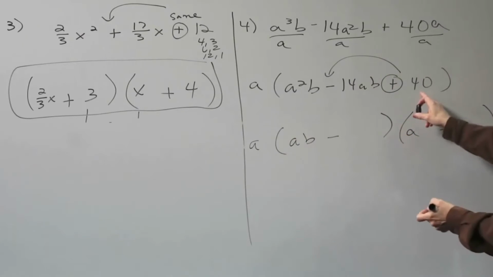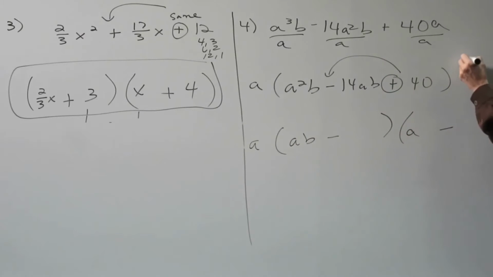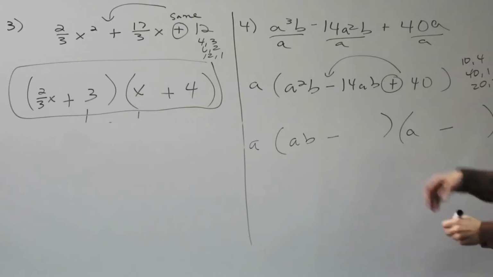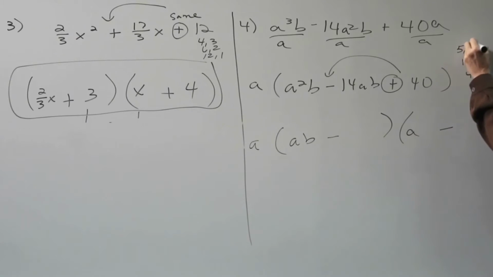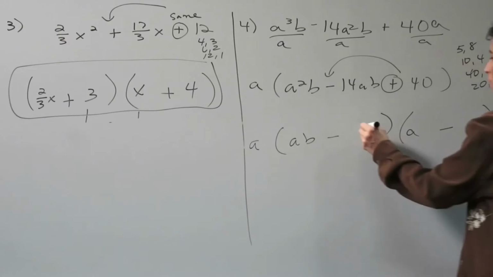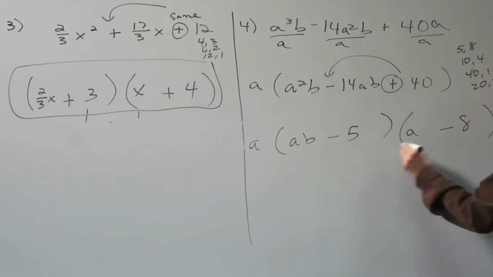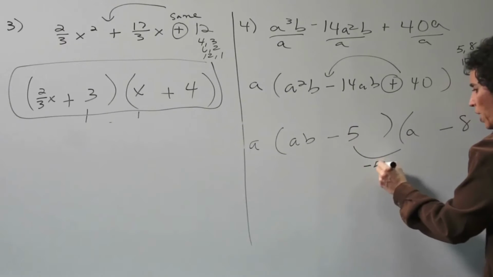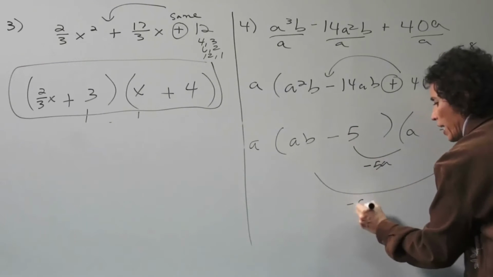It's A squared B. Now for 40, I can try 10 times 4, 40 times 1, 20 times 2, 5 times 8. I can't think of anything else. I think that's it. Okay, let's see what happens here. Let's just try. This is negative 5a and negative 8ab.